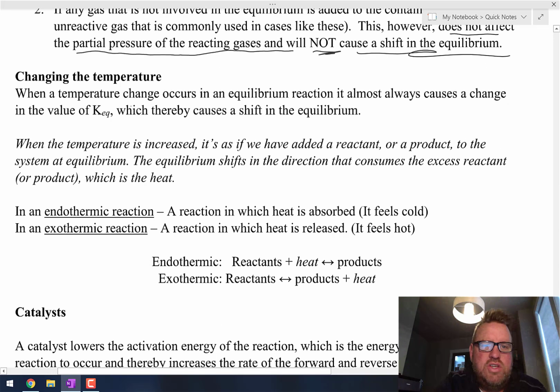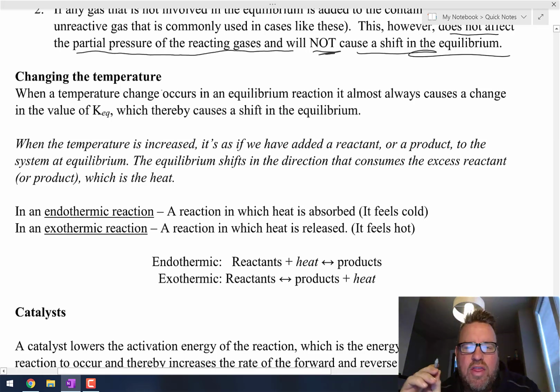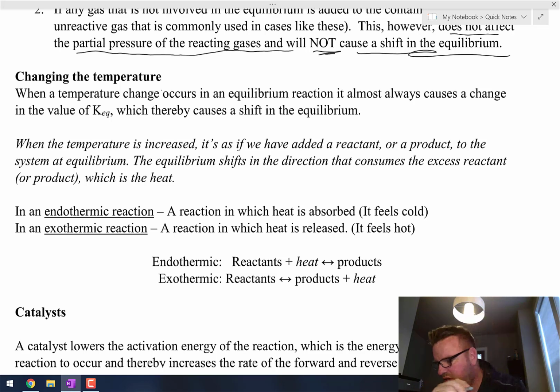A couple more things. When a temperature change happens, so let's say we raise the temperature of an equilibrium system, that's the time that it does cause a change in the value of Keq. This is the only time that the equilibrium constant will change: when you change the temperature. When the temperature is increased, so if we make it hotter, it's like we've added a reactant or a product to the system at equilibrium. The equilibrium shifts in the direction that consumes the excess reactant or product, which is the heat.